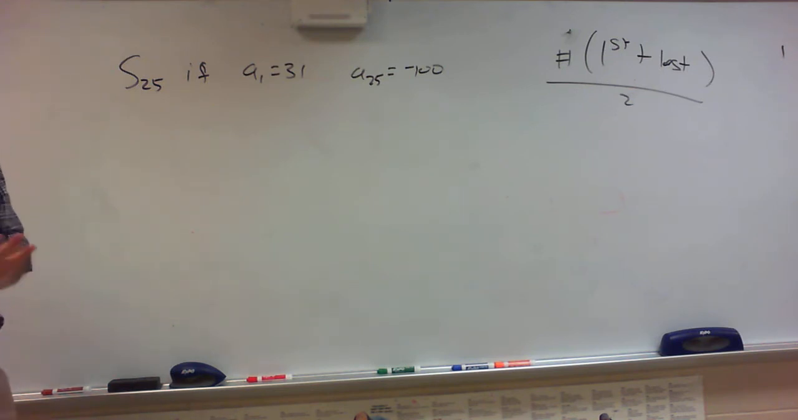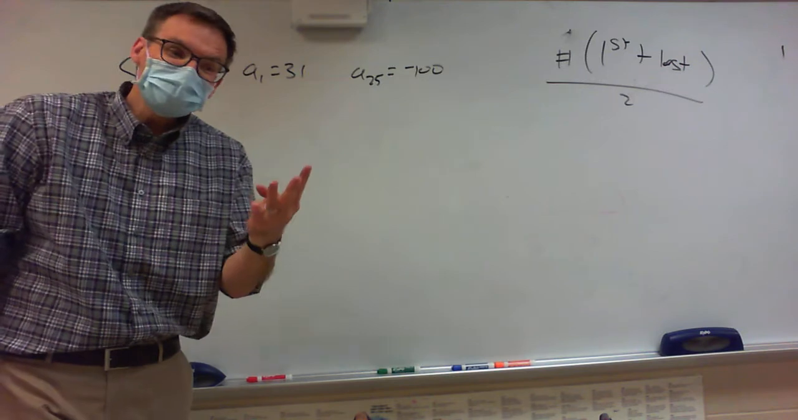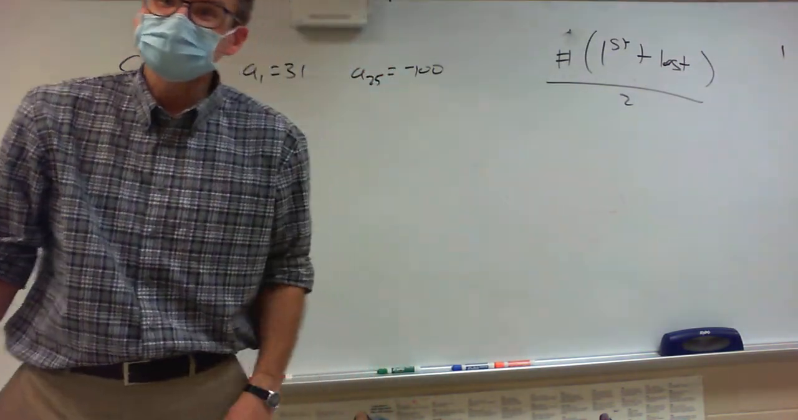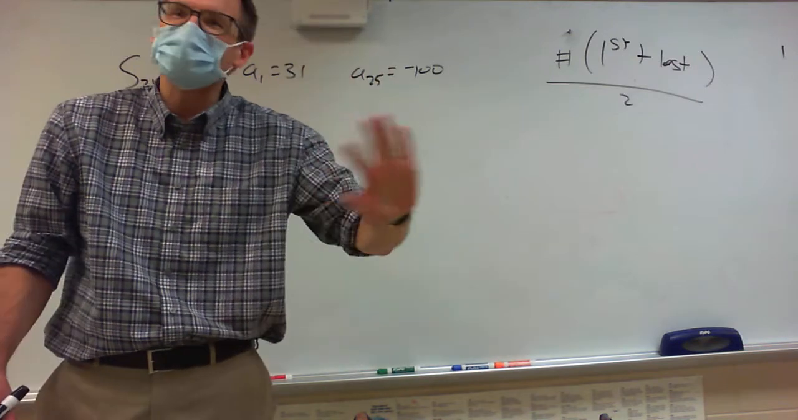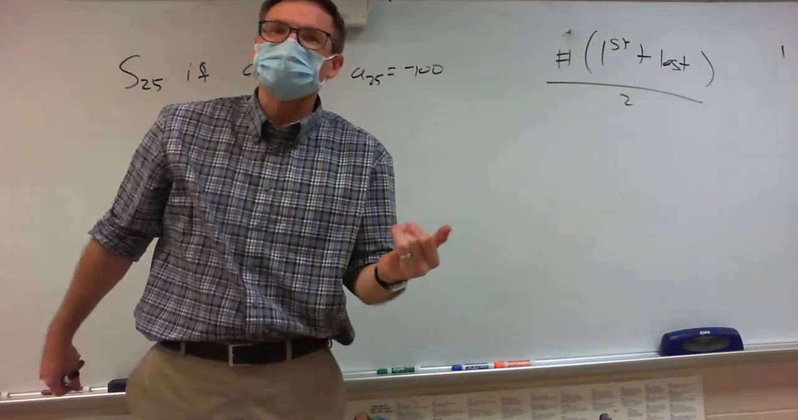So this is an easy problem. The reason it's an easy problem is I've given you everything. You need 3 things: number of terms, first term, and last term. Actually, let's do the order. This is the way I always think about it. I need my first term, my last term, and my number of terms.